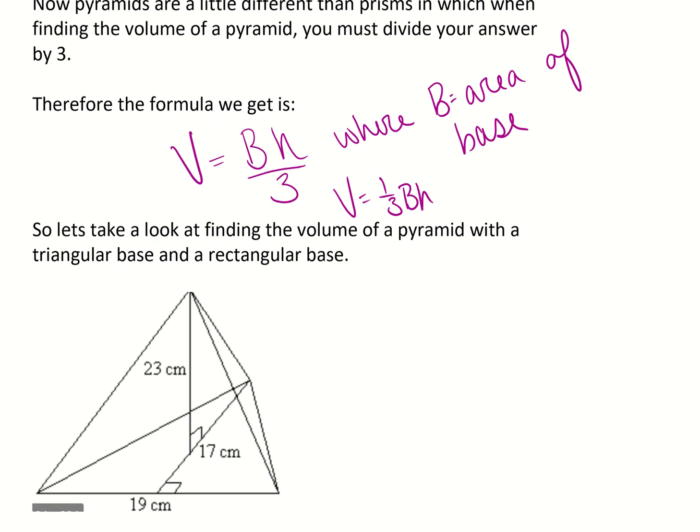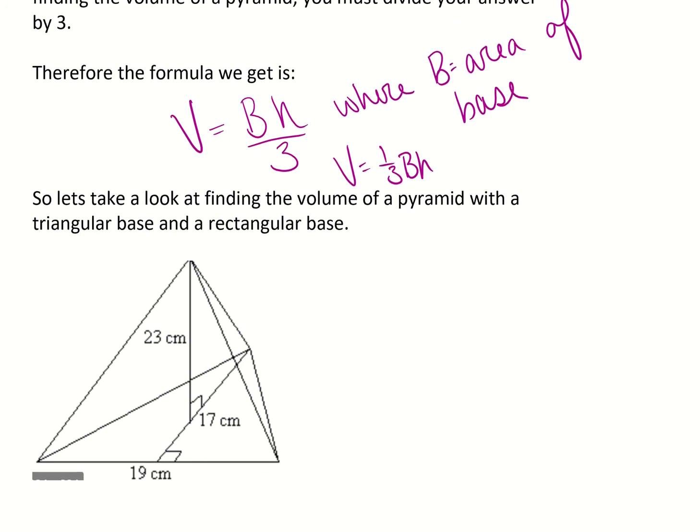So we're going to start with a, not rectangular, I'm sorry, a triangular pyramid. And so the first thing we have to do is find the area of the base. So we do have to know that the formula for the area of a triangle is equal to base times height divided by 2.